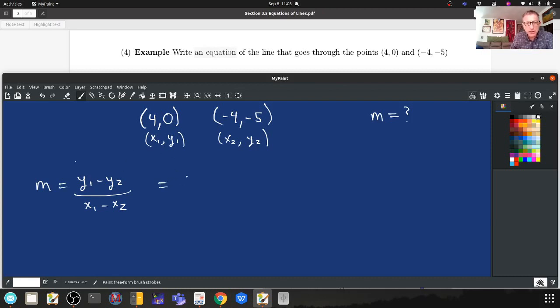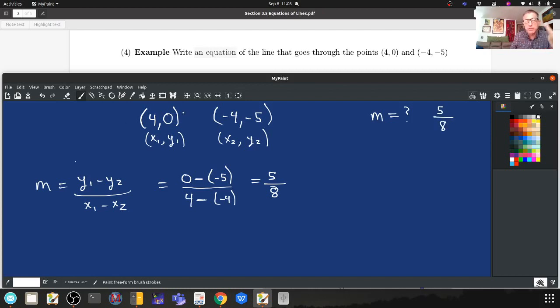So y1 is 0 minus, what's y2? It has to bring that negative along with it. My x1 is 4, and my x2 is -4. So this is equal to 0 minus a minus 5, which is 0 plus 5. And the next one is 4 minus a minus 4, which is the same as 4 plus 4, which is 8. So m is now 5/8.